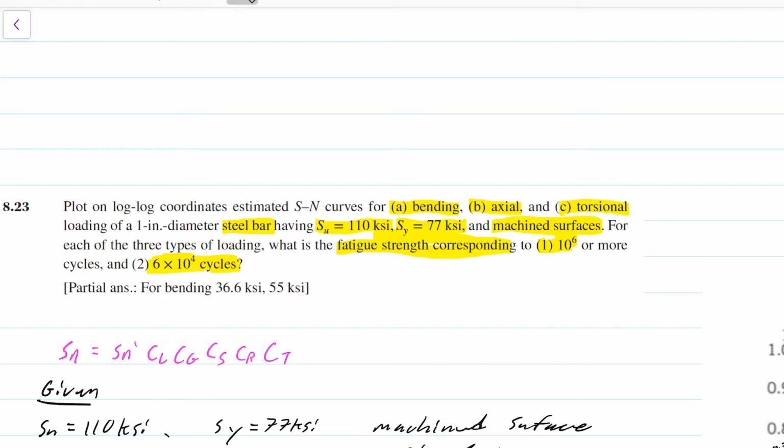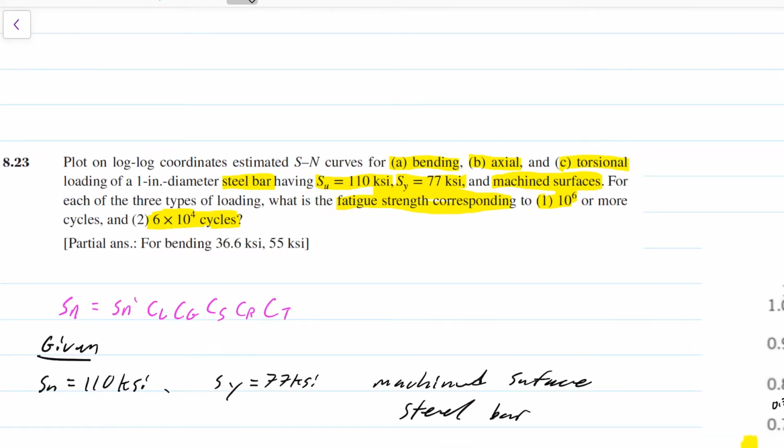In this question, it says to plot a log-log graph for an SN curve for bending, axial, and torsional loading for a 1-inch diameter steel bar having an SU of 110 KSI, SY of 77, and a machine surface. It wants you to find the fatigue strength corresponding to 10 to the 6 cycles and 10 to the 4 cycles.